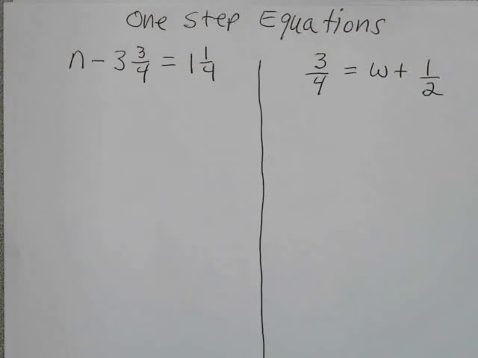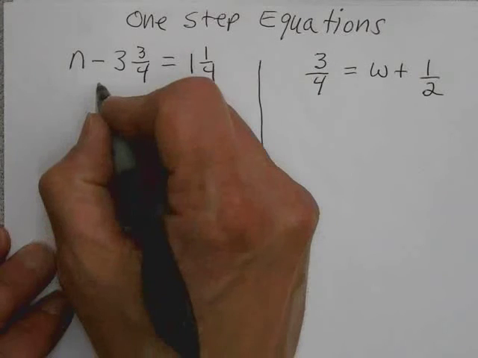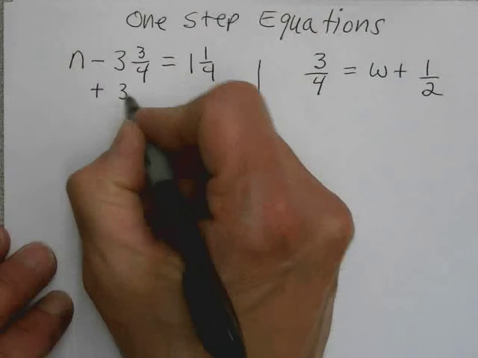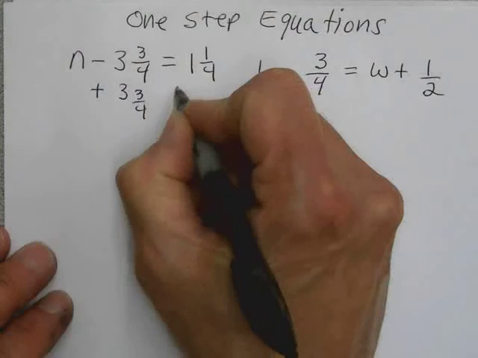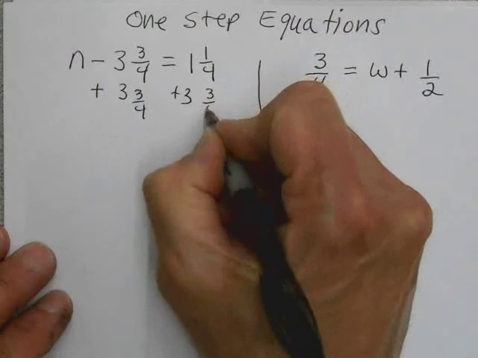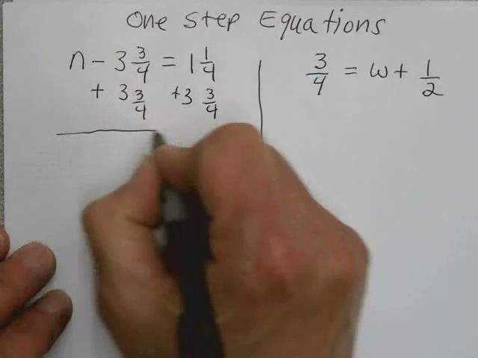Our first example is n minus 3 3/4 equals 1 1/4. In order to solve this equation, we need to add 3 3/4 to both sides. And the reason we need to do that is because that will isolate the variable n. Let me show you what I mean. If I add 3 3/4 here, and I add 3 3/4 here, what happens?